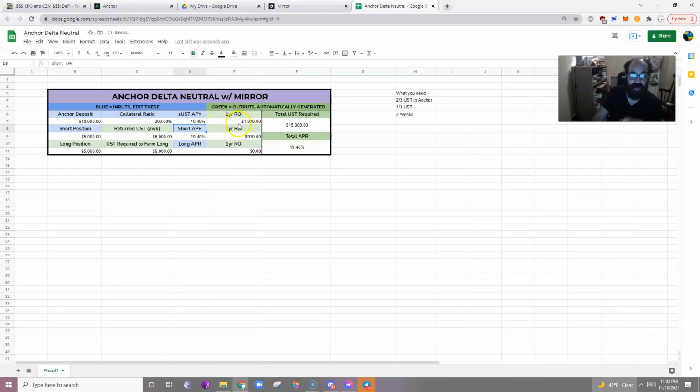So already you can see how the 1 year ROI from just that Anchor deposit would have been $1,949. That's what you would have gotten from this $10,000 deposit if you were just using Anchor. Now, if you were using Anchor and shorting, then you would get an additional nearly $1,000, which increases your total APR to 30% now, which is great, amazing, fantastic.